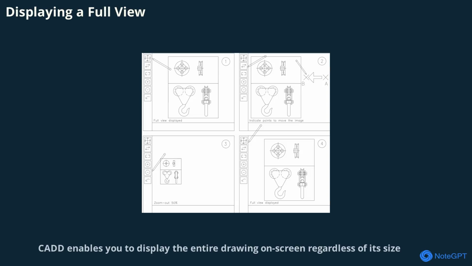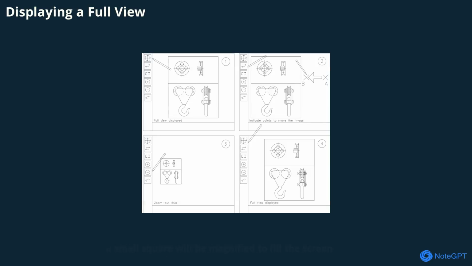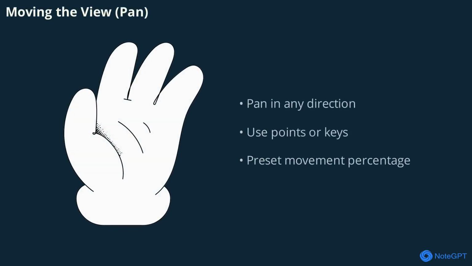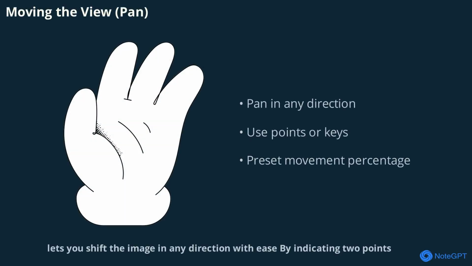CADD enables you to display the entire drawing on screen, regardless of its size. If the drawing is too large, CADD automatically reduces it to fit the drawing area. If it's too small, CADD enlarges it to fill the screen. For example, a small square will be magnified to fill the screen, while a large circle will be reduced to fit. Fig. 4.3 Screen 1 demonstrates how the Full View tool button adjusts the drawing to fit perfectly within your workspace. Moving the view or panning lets you shift the image in any direction with ease. By indicating 2 points, you can move the drawing from one location to another.